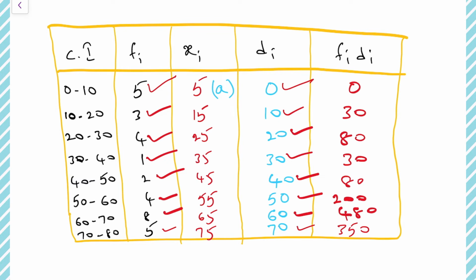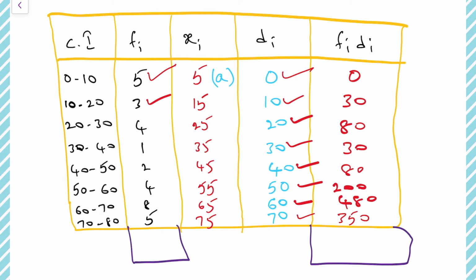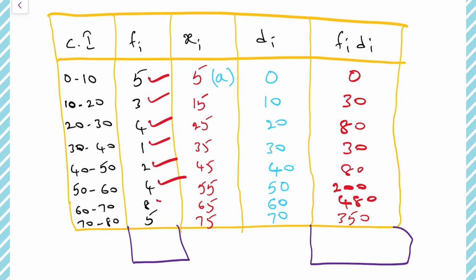Now what exactly we need to do is, the total sigma fi is there, right? That we need to add and we need to write. So let us do that addition part. 5 plus 3, 8, 12, 13, 14, 15, 19, 27, 32. So fi value is 32. That is nothing but sigma fi.